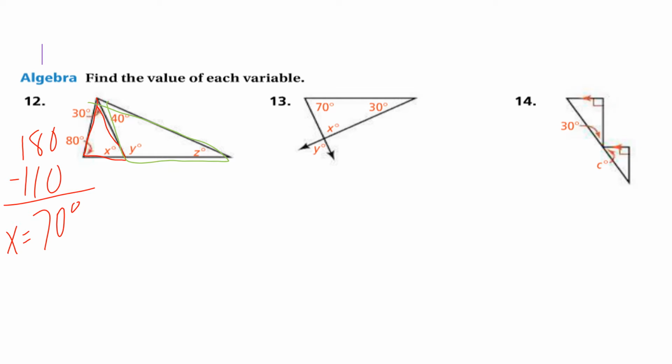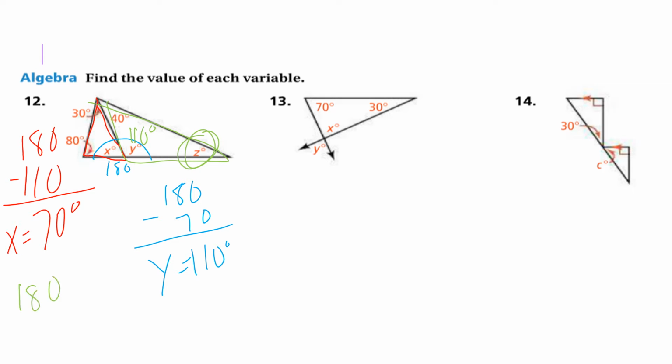Then the next one I would find is y. I know that this whole thing is 180, and I know that x is 70, so I can do 180 minus 70 and get y, which is 110 degrees. Now, for the green triangle, I know that this is 40, this is 110 degrees, and then I need to find z. So 40 plus 110 is 150, and 180 minus 150 is 30 degrees, which is what z equals.